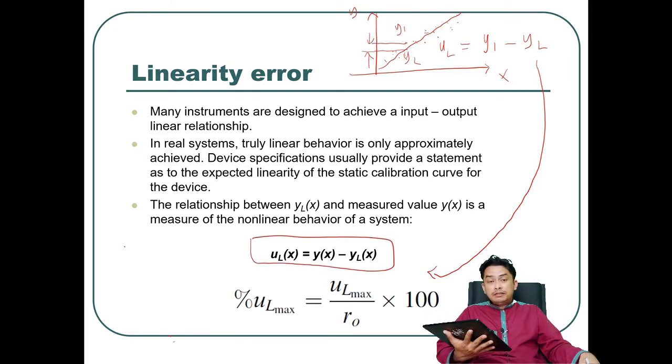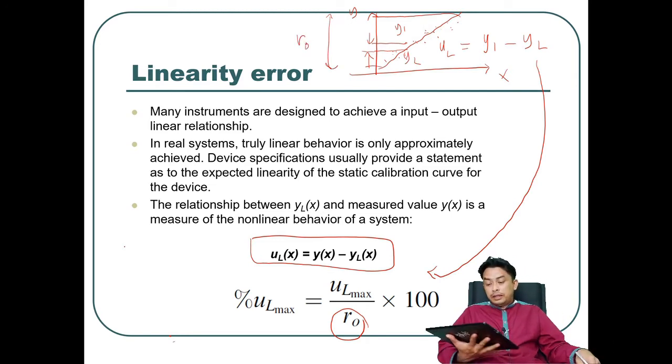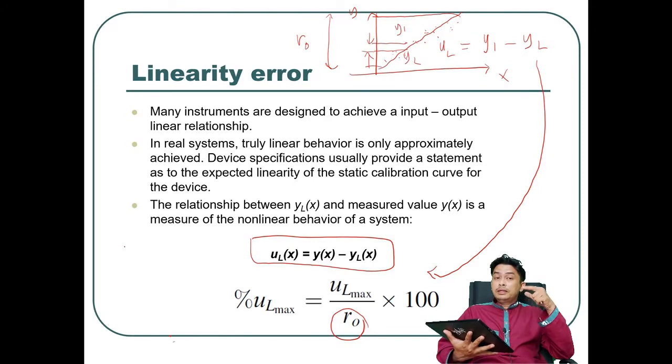If you want to find the relative percentage of error, we find the maximum difference between the data and the linear line, and then divide by RO. Remember, what is RO? It is the full scale output range. For this case, from here to here, this is the output range. So you can calculate the percentage of linearity error. If you recall, the linearity and the hysteresis error are relative to the output scale.